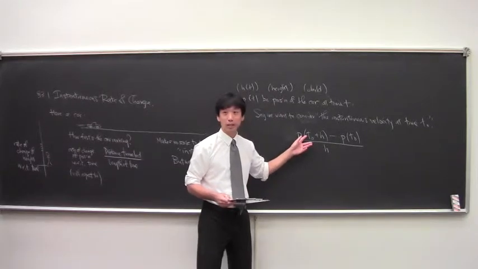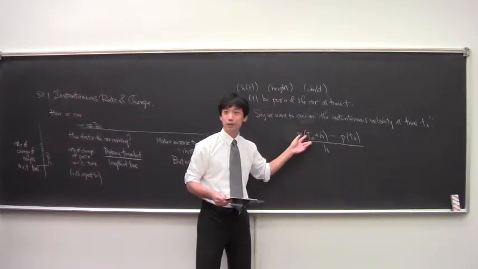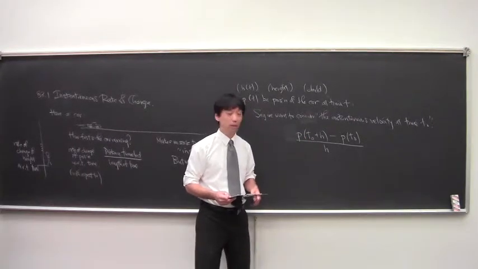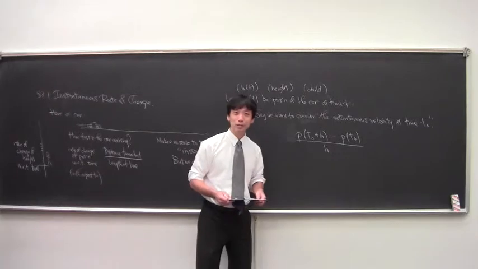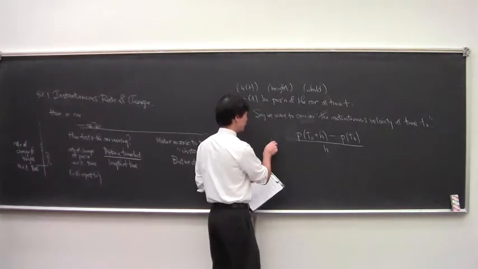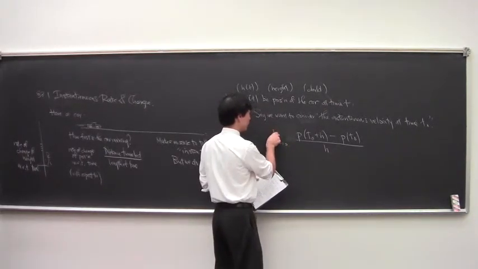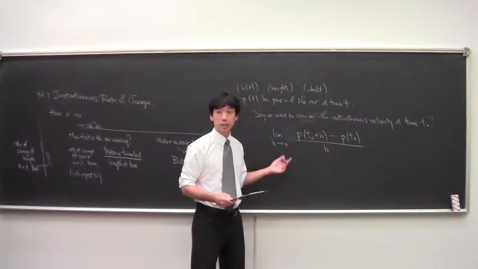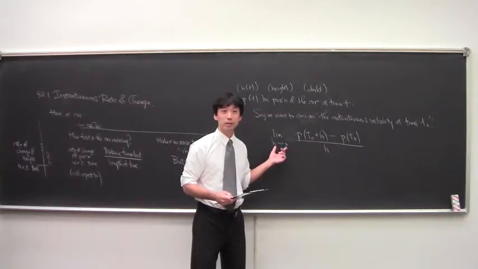That will give me the average velocity over that 1 minute, right? And then what are we going to do with this? We're going to let h become arbitrarily small, right? We're going to take the limit as h tends to 0.